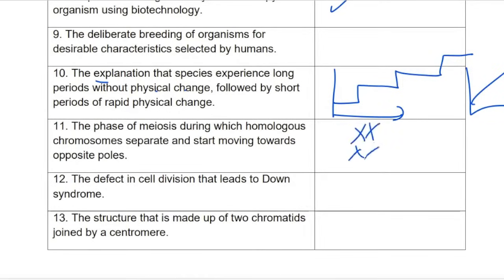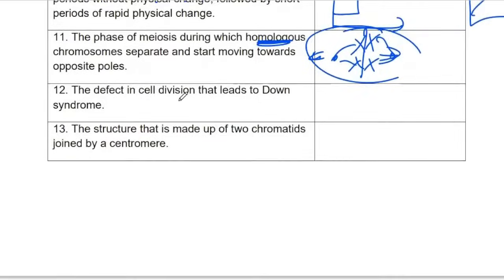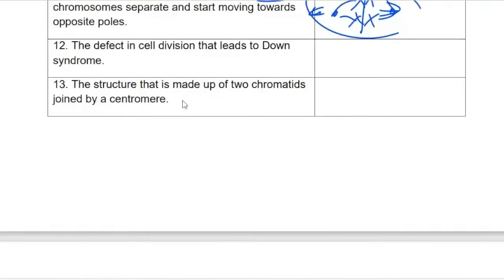The phase of meiosis during which homologous chromosomes separate and start moving towards opposite poles. Homologous chromosomes are being separated and then they move to opposite poles. So it is anaphase 1, because they're saying homologous. Don't just say anaphase, it must be anaphase 1. The defect in cell division that leads to Down syndrome, we call it non-disjunction.